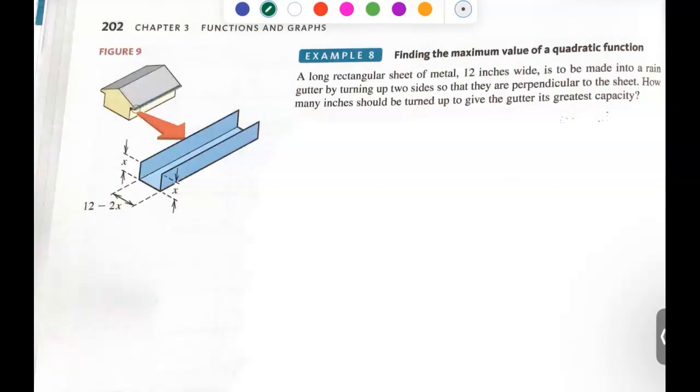A long rectangular sheet of metal, 12 inches wide, is to be made into a rain gutter by turning up two sides so that they are perpendicular to the sheet. How many inches should be turned up to give the gutter its greatest capacity?